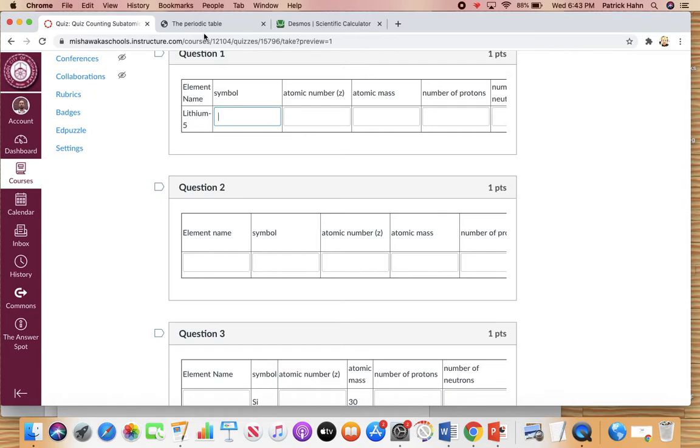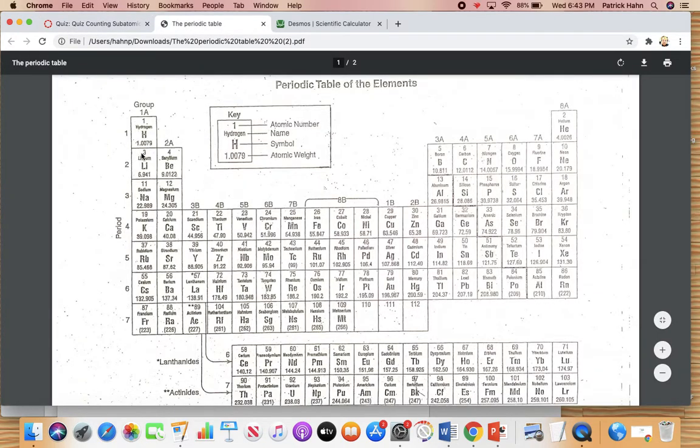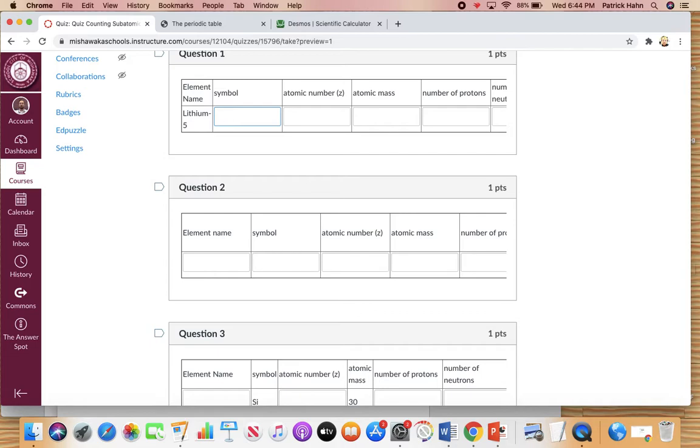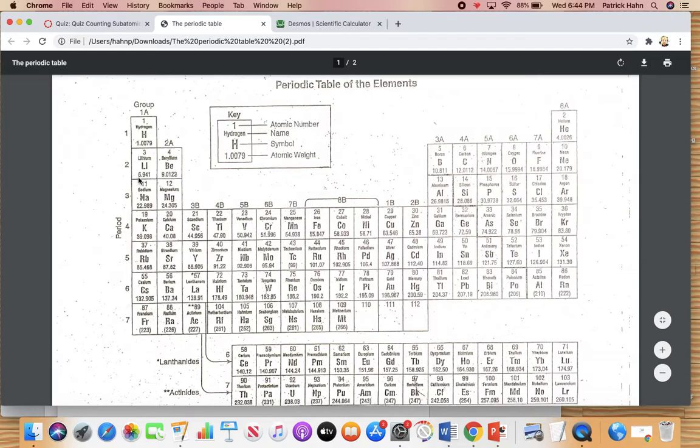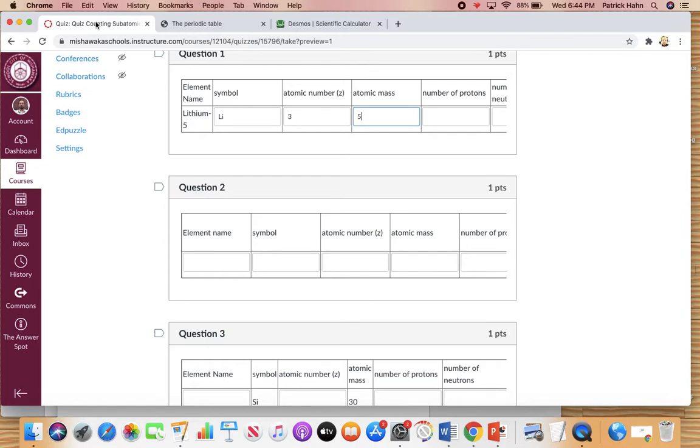Okay, so I need to find lithium on the periodic table, which is located right here. Okay, atomic number 3. And so the symbol is a capital L, lowercase i. The atomic number is 3. Now the mass I've actually given to you in the problem. It says lithium-5. That 5 is the mass. Now, the mass on the periodic table, you'll notice, would round to a 7. Okay, but we are going to use 5 because I've denoted a specific isotope.